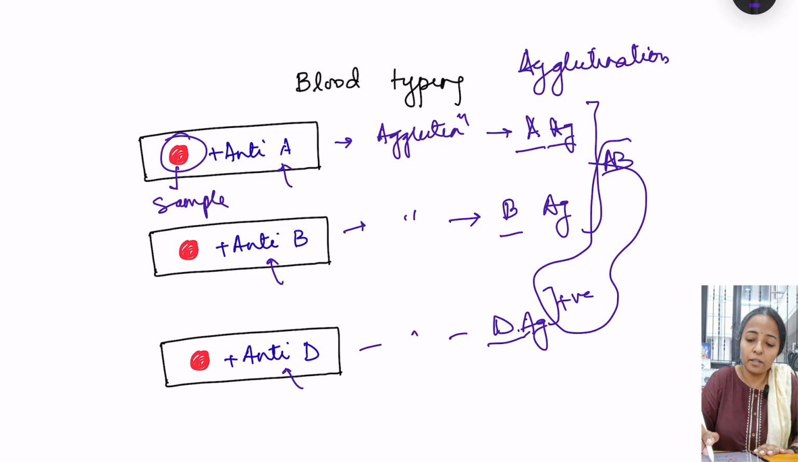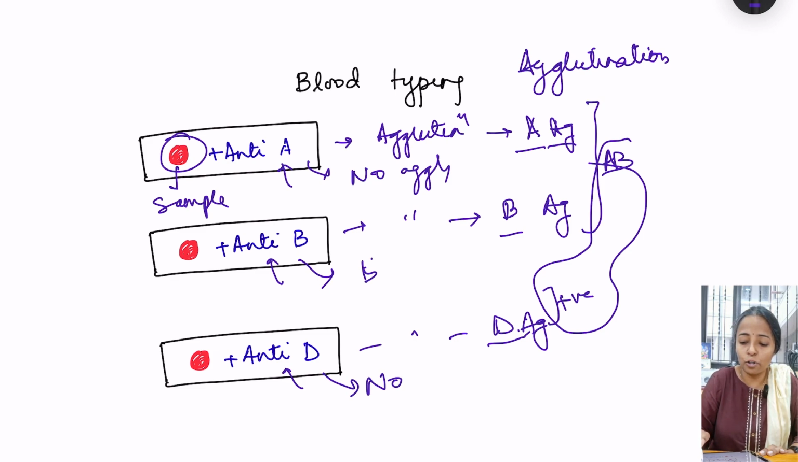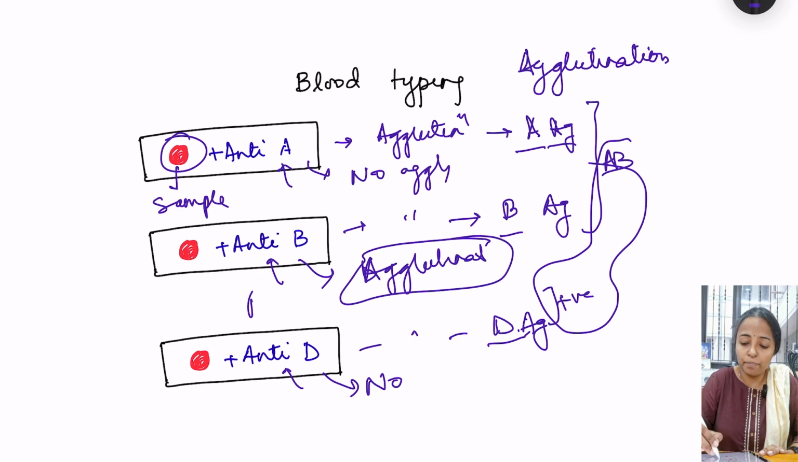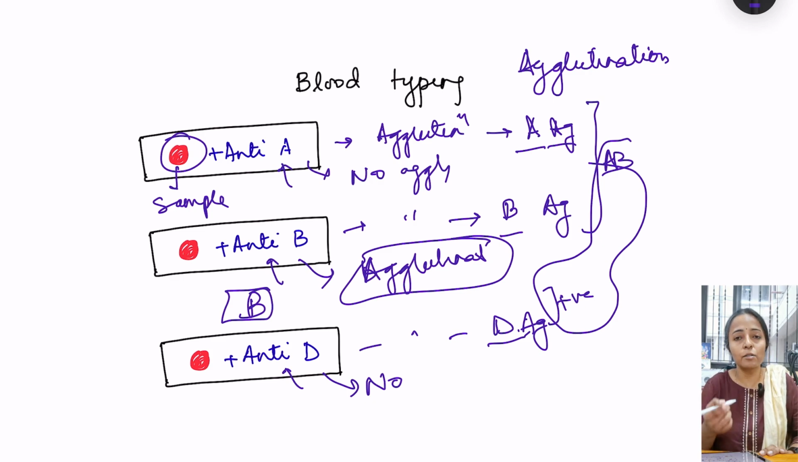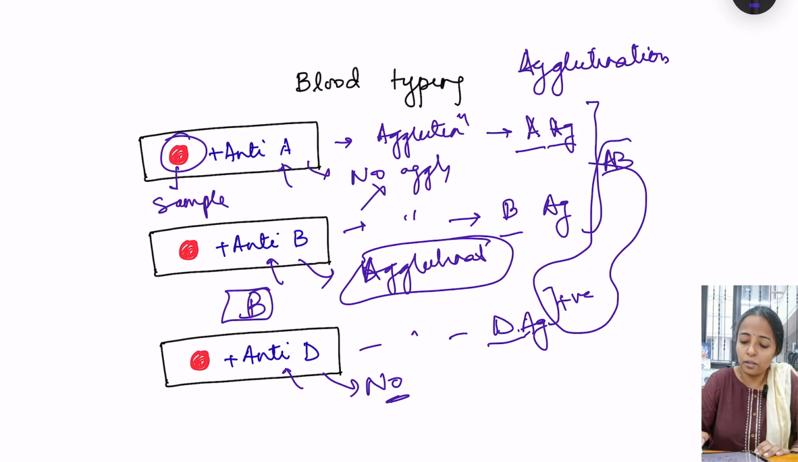Suppose here we see no agglutination, clumping doesn't occur, but in the second one we see agglutination, and here again we see no agglutination. So only the second one shows agglutination. So what is the blood group? It will be B, because B antigen is present, that is why we are seeing the agglutination, and no A. So here the blood group will be B negative, okay?